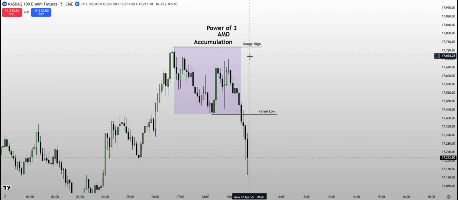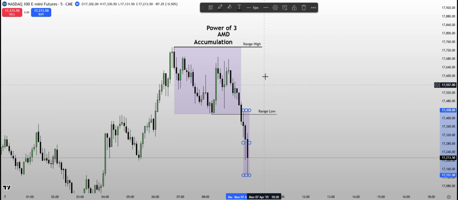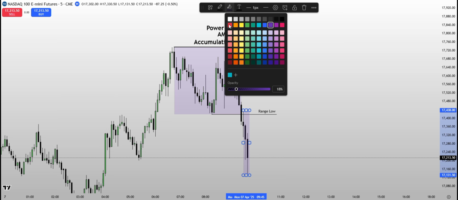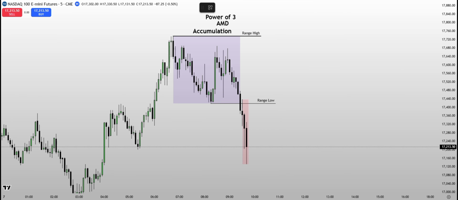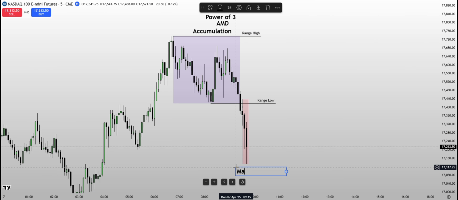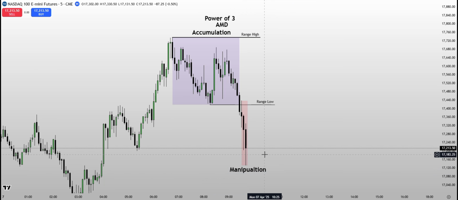And what did we do once more? We began to manipulate below the range low. So now we have the manipulation phase right here. Again, as I said, accumulation phase is always typically the longest phase. Accumulation is typically the longest phase. Manipulation is typically the shortest phase.